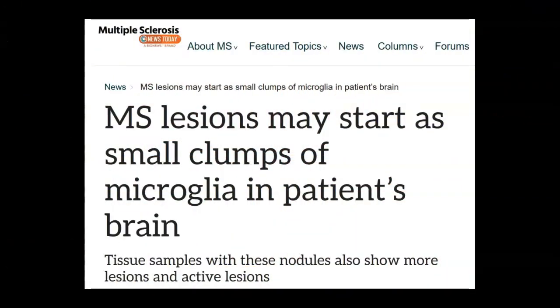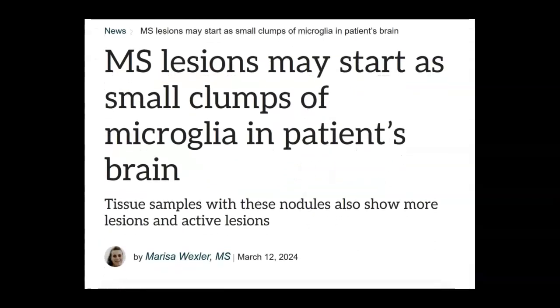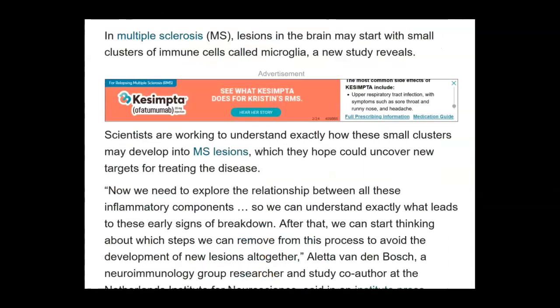This one I saw in Multiple Sclerosis News today. It's called MS Lesions May Start as Small Clumps of Microglia in Patient's Brain. Tissue samples with these nodules also show more lesions than active lesions. And this was published March 12th of 2024. And they say that in multiple sclerosis, lesions in the brain may start with small clusters of immune cells called microglia, a new study reveals.